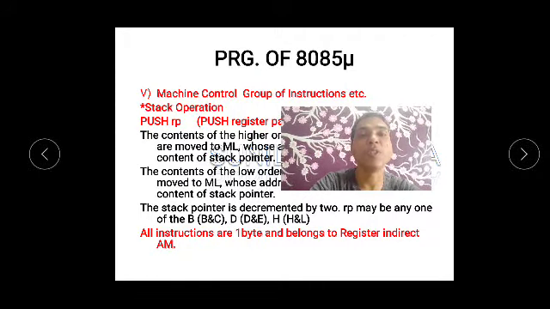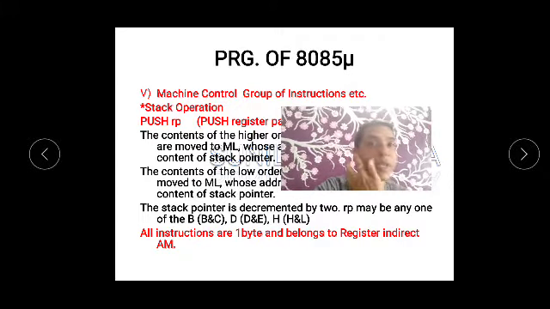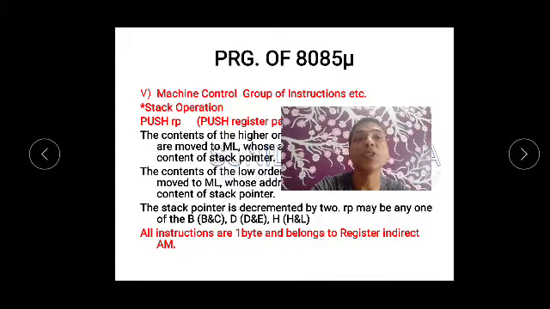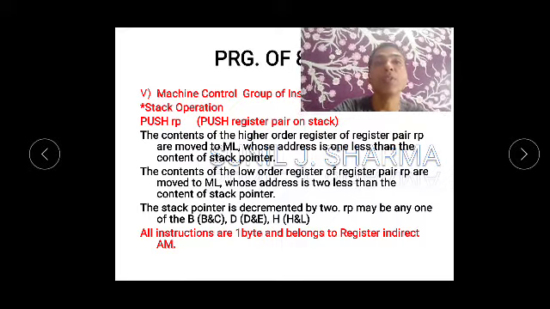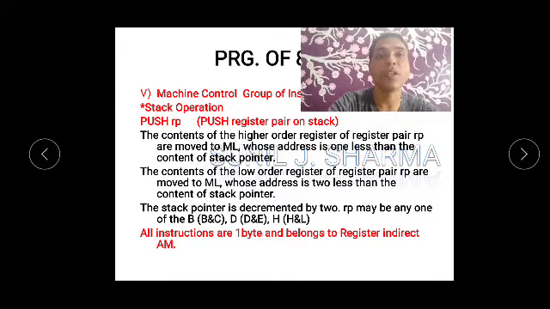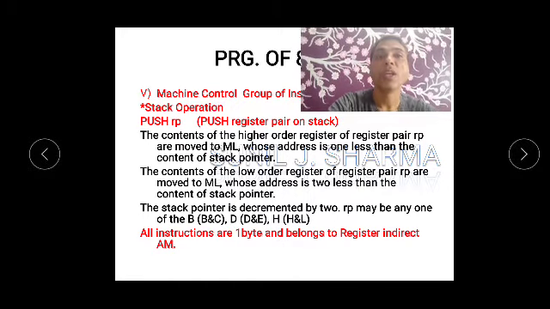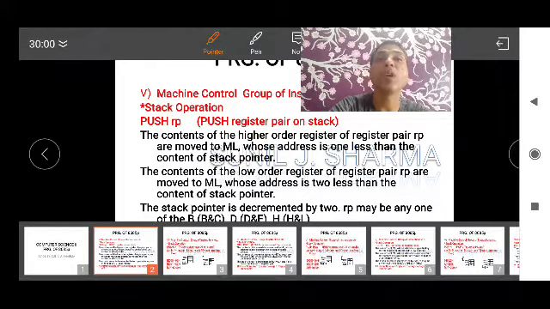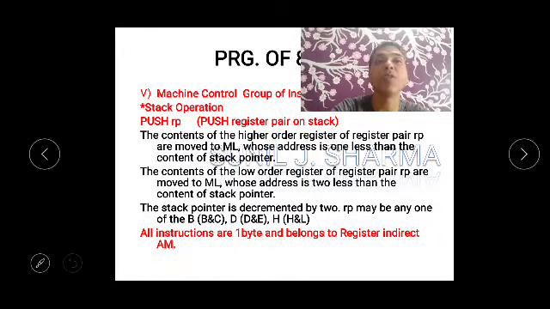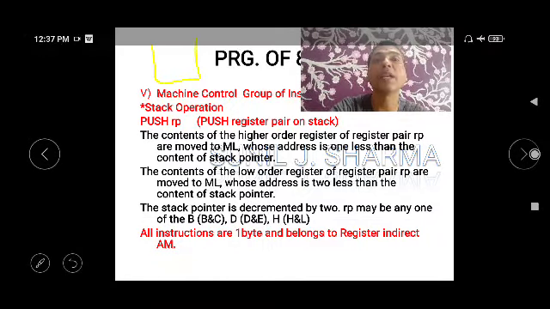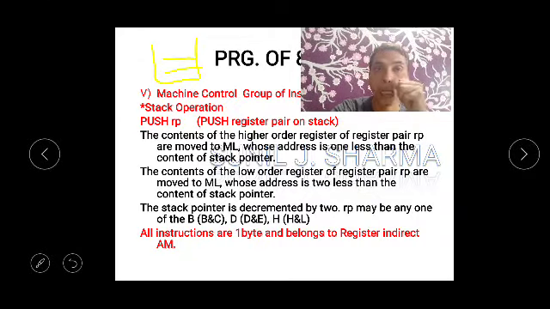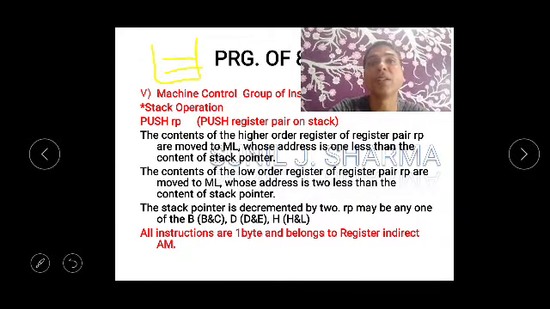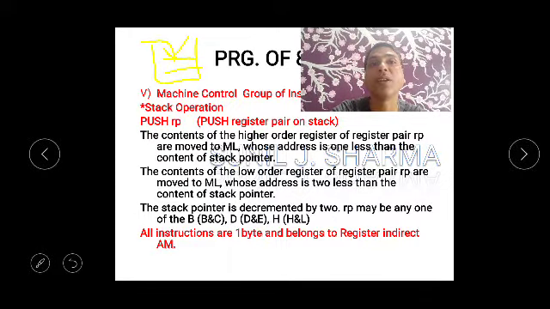There are some divisions in this, but first we will try to understand stack operations. Everyone knows stack, and we have already studied in data structures that it works in a LIFO fashion, that is last in first out. If I want you to draw a stack, it will be like this, with an entry and an exit.